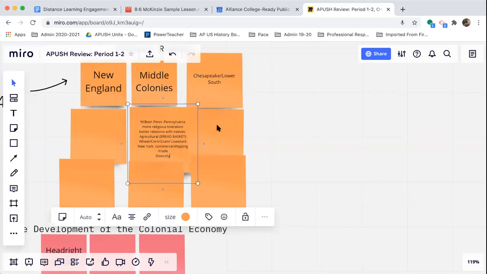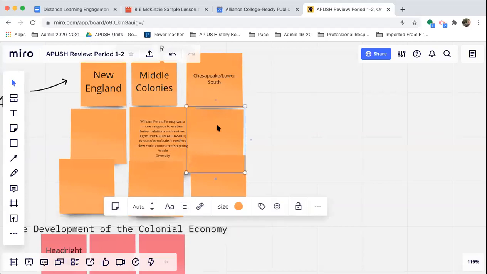Cool. Let's talk Lower South, Chesapeake. Give me some details here. Who's there? Go. The colonists are known for growing tobacco. Good. Can I say just cash crops instead? Yeah. Because it's not just tobacco. Tobacco is in the Chesapeake for sure. What else can I include here? Tobacco. What else?